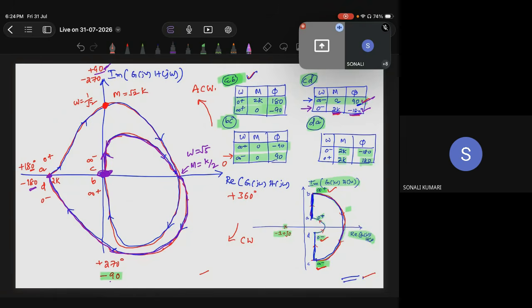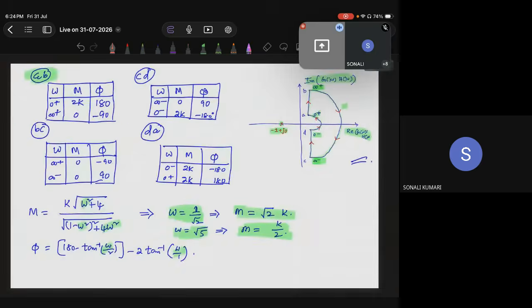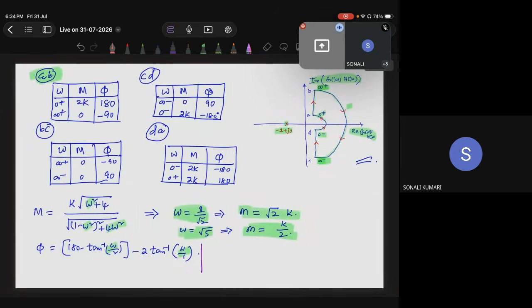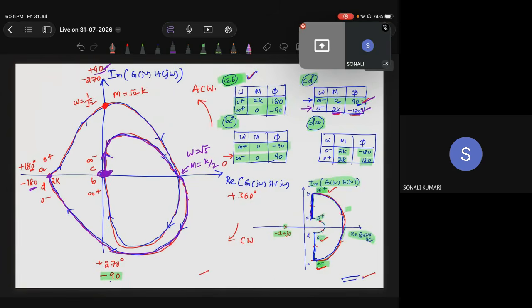Now consider the other case also. Take omega is equal to 0. What will you get for the magnitude? When you take omega equal to 0, we'll get 2k. Am I correct? Yes. So 2k is this one.